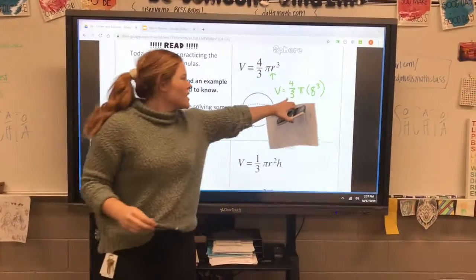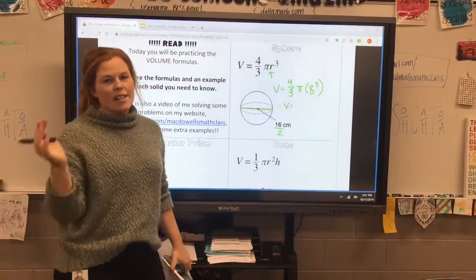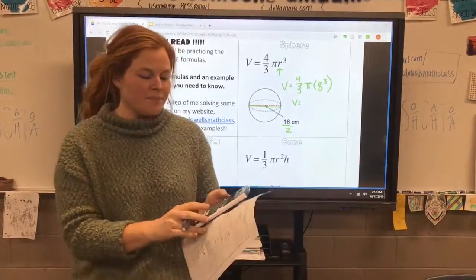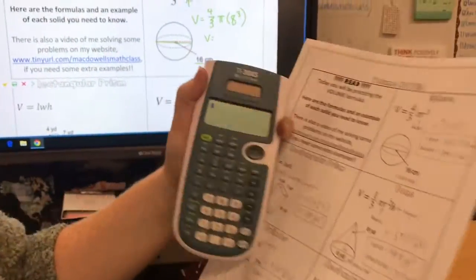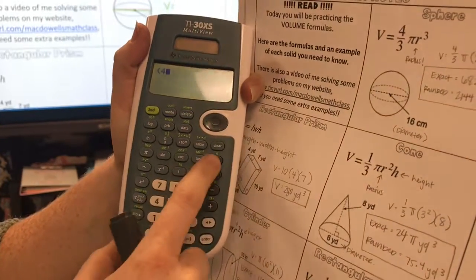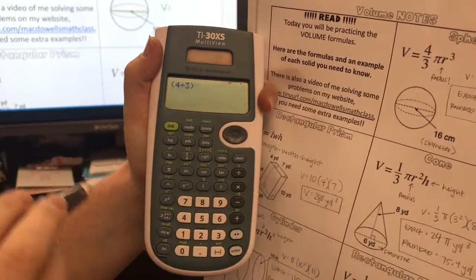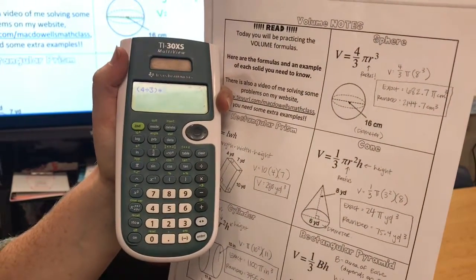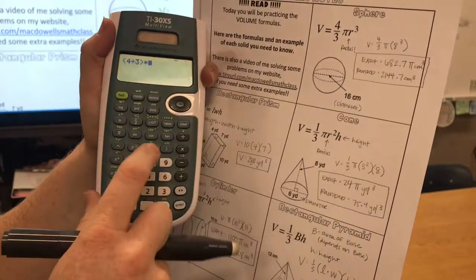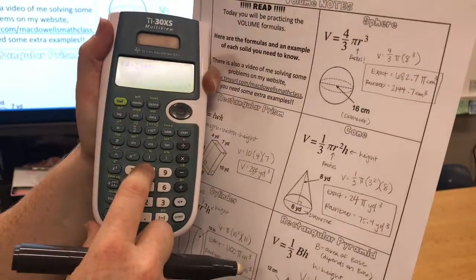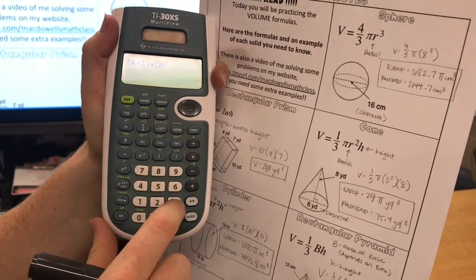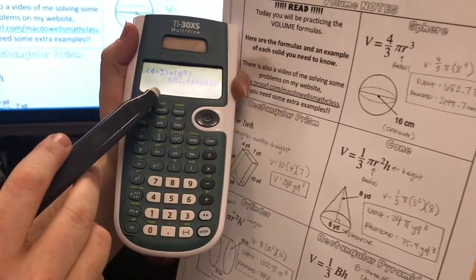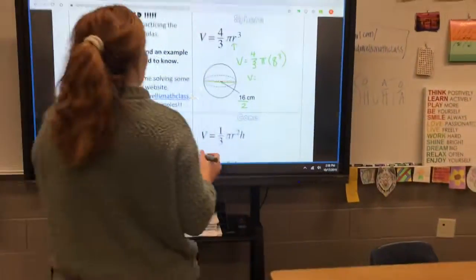If pi is in your equation, I want 2 answers. One, the exact answer, and then also a rounded answer. So when we're plugging this into our calculator, we're going to take 4/3 and just convert it to a division problem. I'm going to leave pi out because I want an exact answer, so pi is going to be in my answer. So I'm just going to do 4/3 times 8 raised to that little caret button, the 3rd power. And then I can end the parentheses. I hit enter, and I get 682.7.